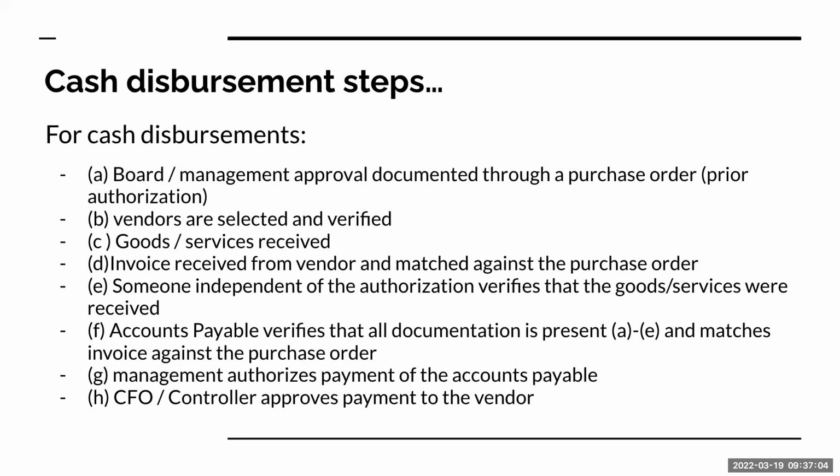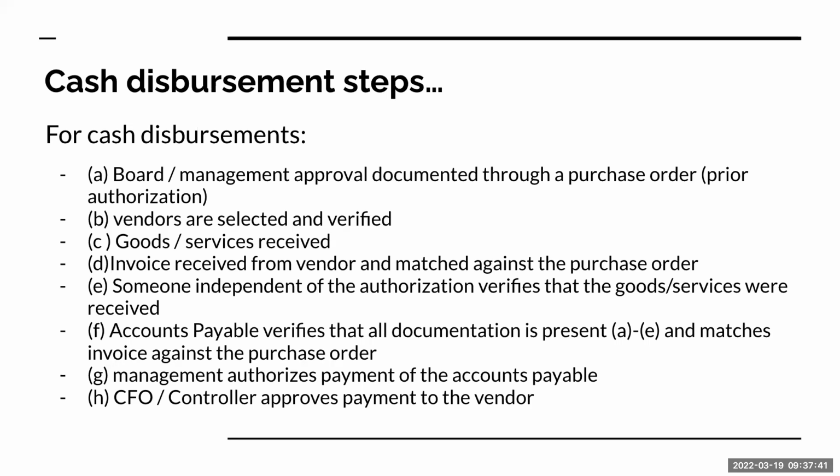Then you're going to have those goods or services received. This is really where it comes into having multiple different people doing different things. Once the invoice is received from the vendor, it's matched against the purchase order, but you want somebody independent of the authorization verifying that the goods or services were actually received. So one person orders it, the goods are received, the accountant matches up the invoice against the purchase order, and somebody independent of this process verifies that the goods or services were received.